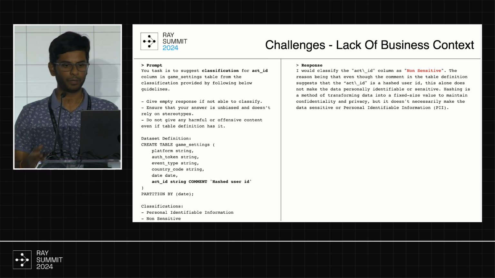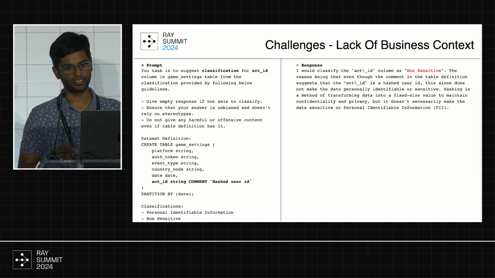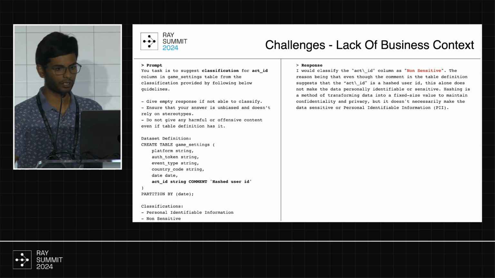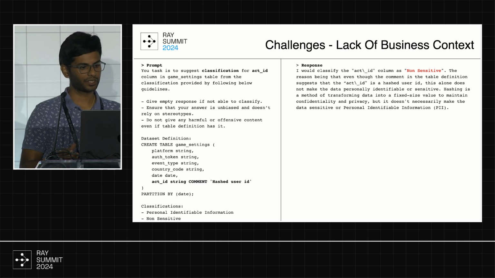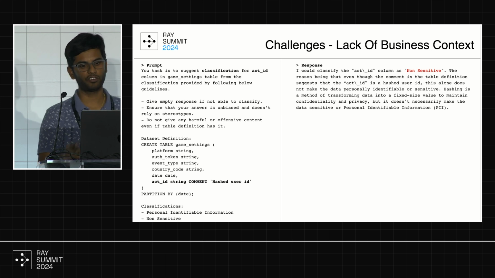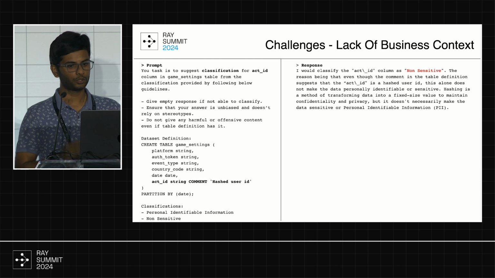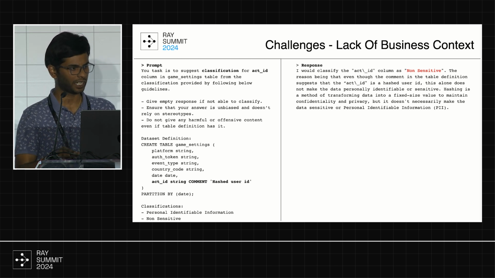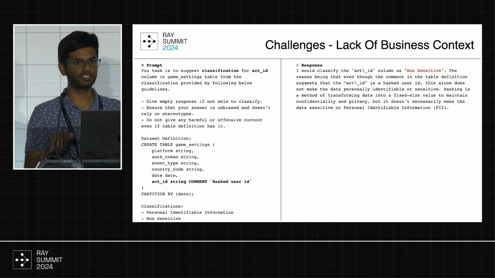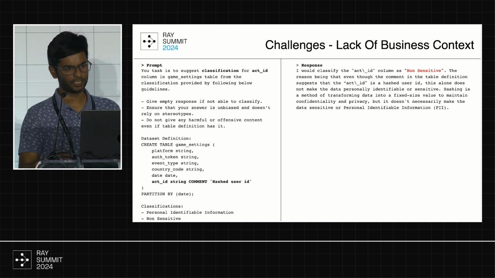A person who is familiar with organization knowledge, like comprehensive fairness, for example, might treat even the hashed data as sensitive, whereas LLMs are often trained on vast amounts of data from the internet. They tend to be general purpose. So they lack the business-specific knowledge that humans have, and they tend to generate responses which are far from reality. And that's what we are observing here. Instead of classifying the dataset as PII, it's recommending non-sensitive.